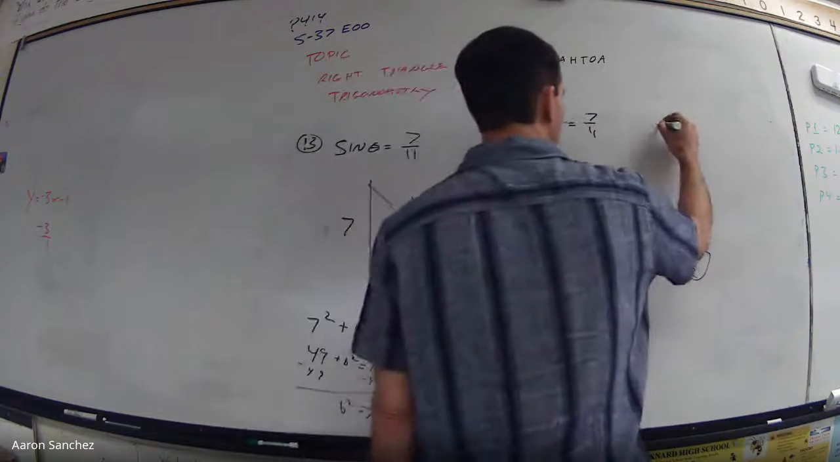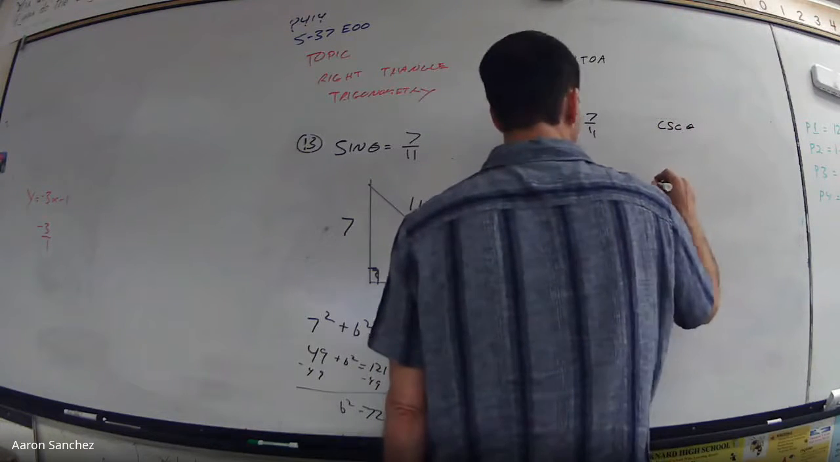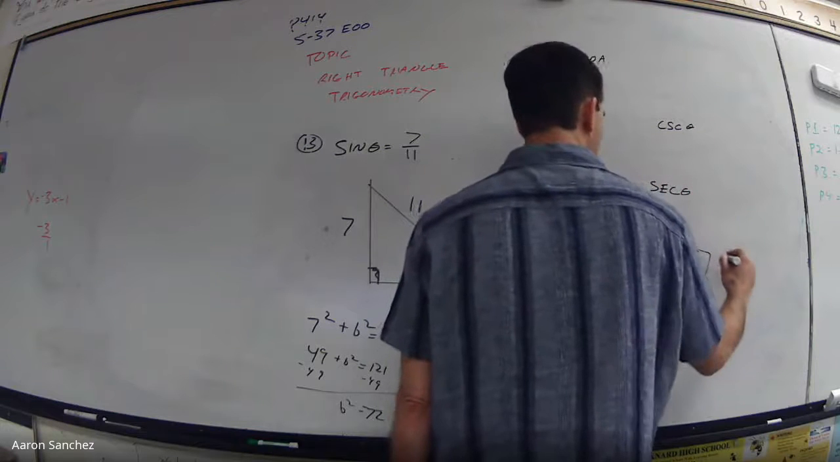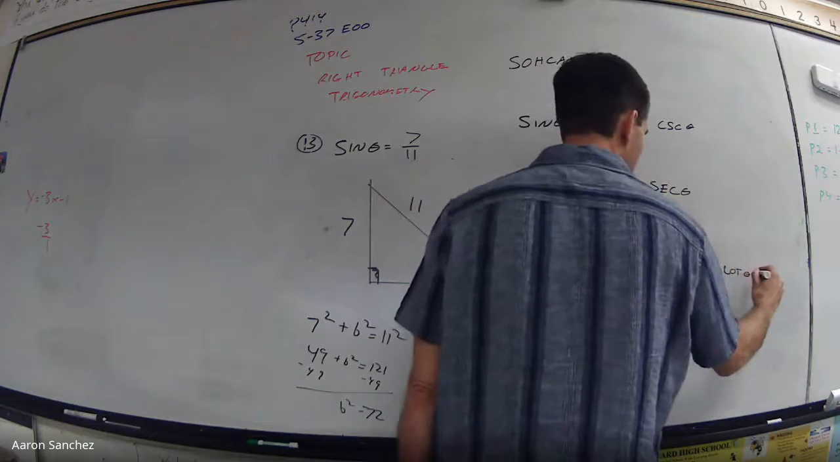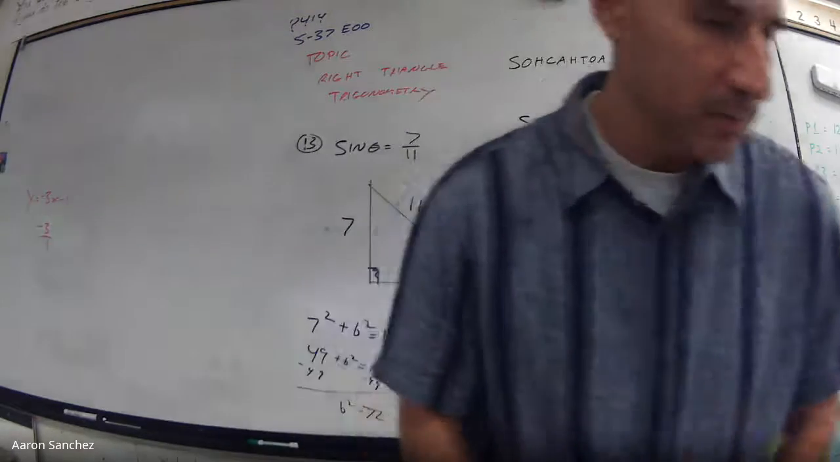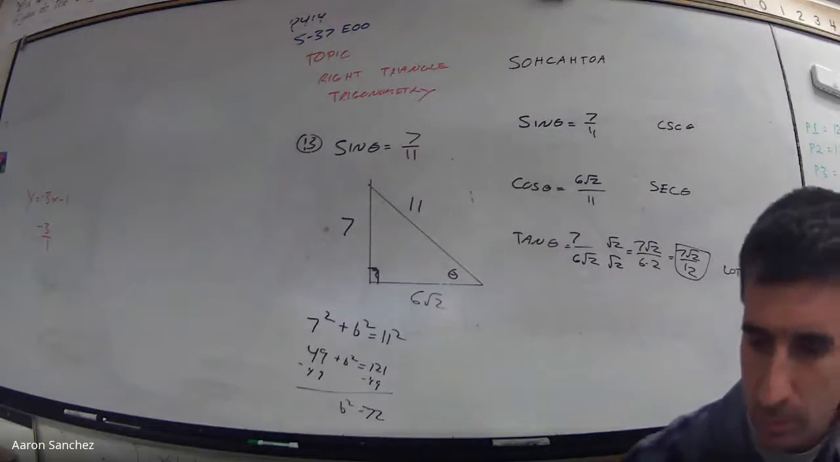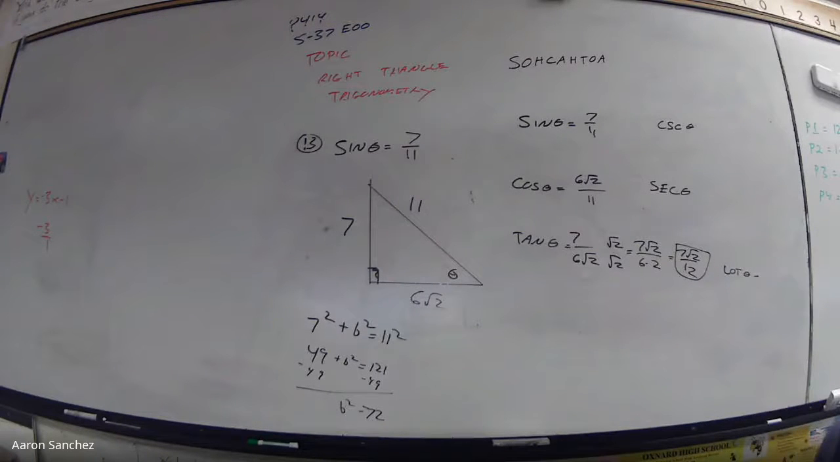Anyway, you guys do the cosecant of theta, the secant of theta, and then the cotangent of theta on your own. I'm going to move on. I'll let you guys write that down. That's 13. 17 is the same. 21 is next. I'm going to go to 21 next when you guys are ready. Finish it at home, though.